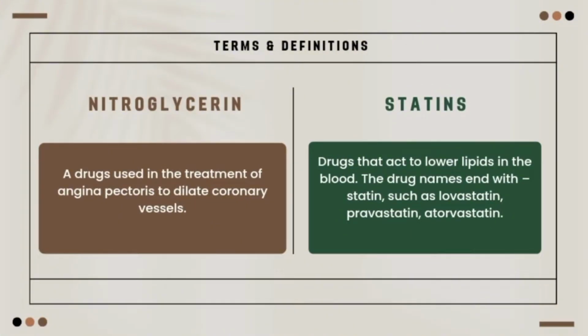Next is nitroglycerin. It is a drug used in the treatment of angina pectoris to dilate coronary vessel. It prevents and treats chest pain by relaxing your blood vessels.